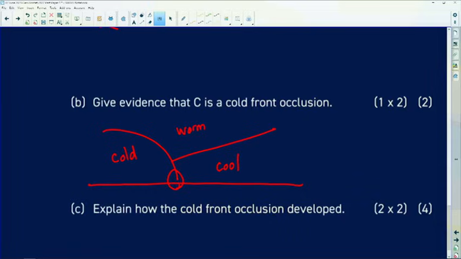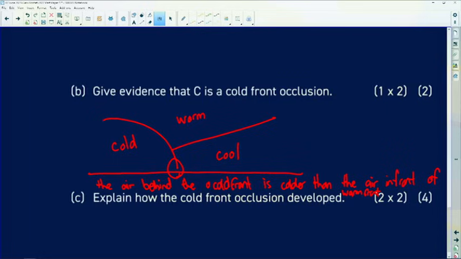Or we can say over here, the air behind the cold front is colder than the air in front of warm front. Now, if you quickly have a look at this, C, explain how the cold front occlusion developed.